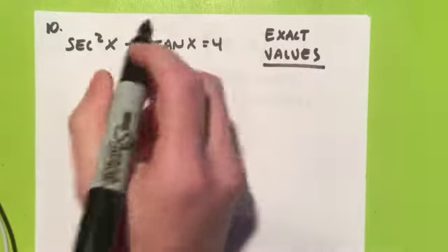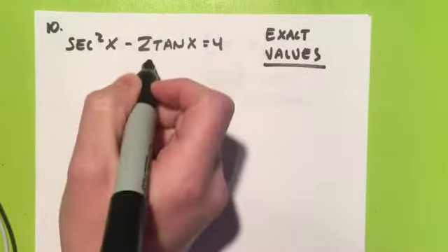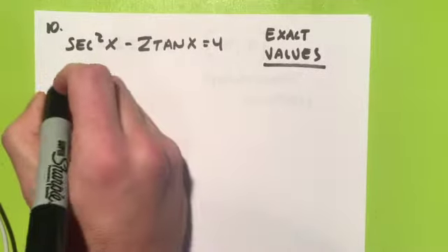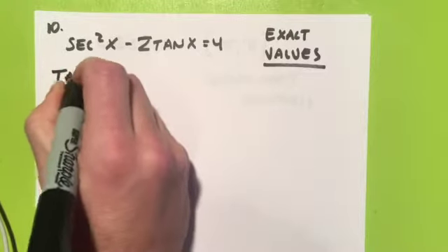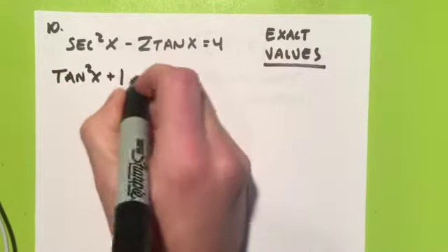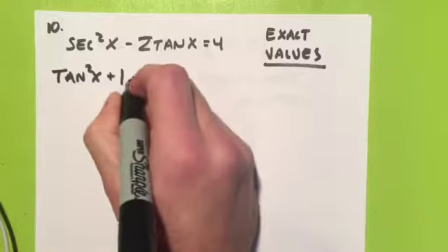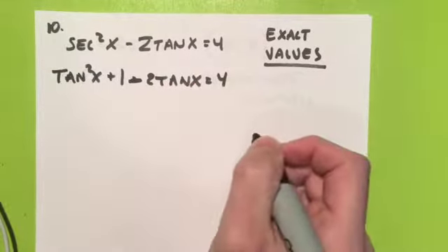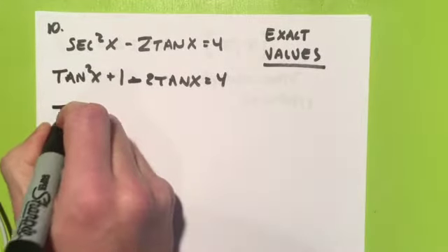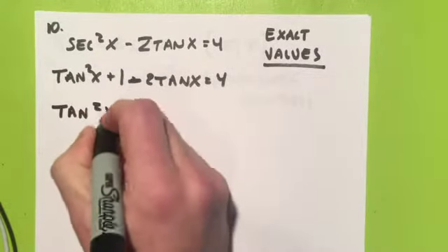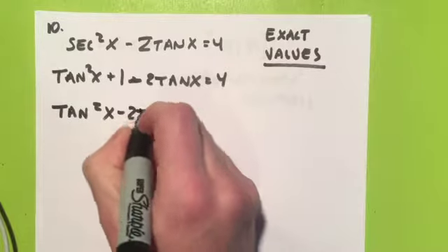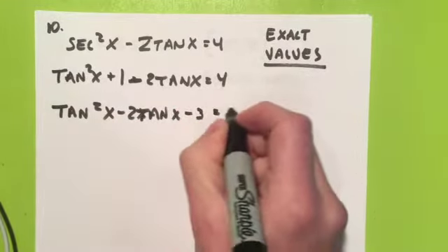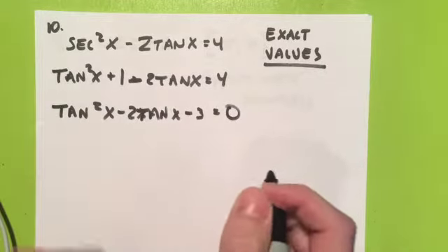Now I notice secant squared minus 2 tangent. We've got 2 different functions there. But I know that secant squared we can rewrite as tangent squared plus 1, equals, minus 2 tangent equals 4. Get everything onto one side. We've got tangent squared minus 2 tangent minus 3 equals 0. Let us factor.